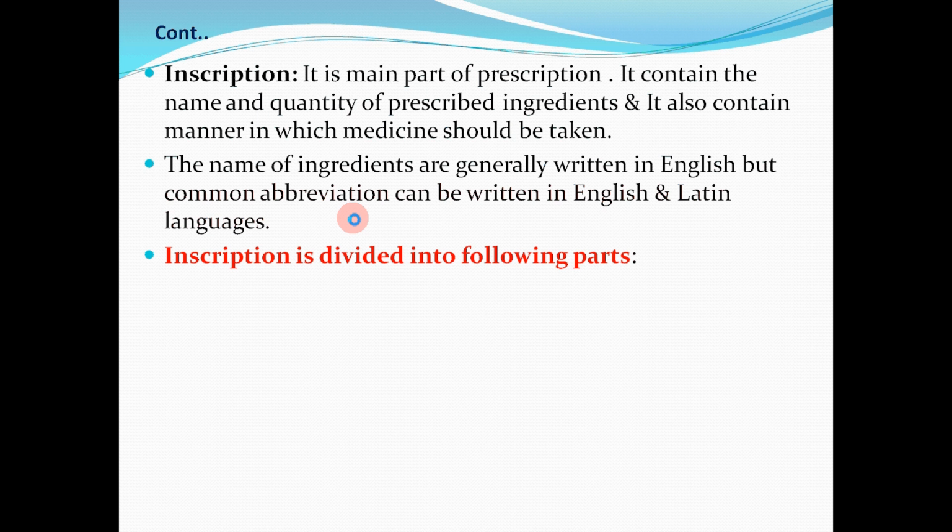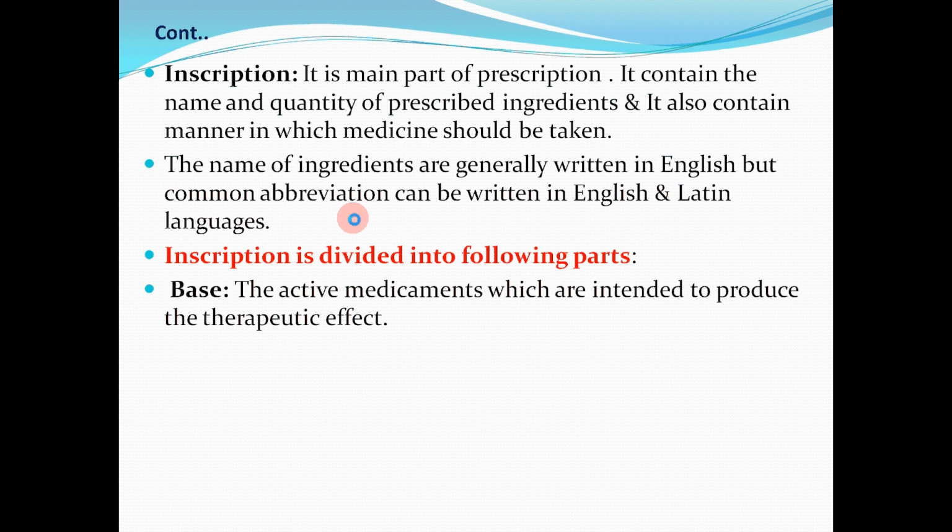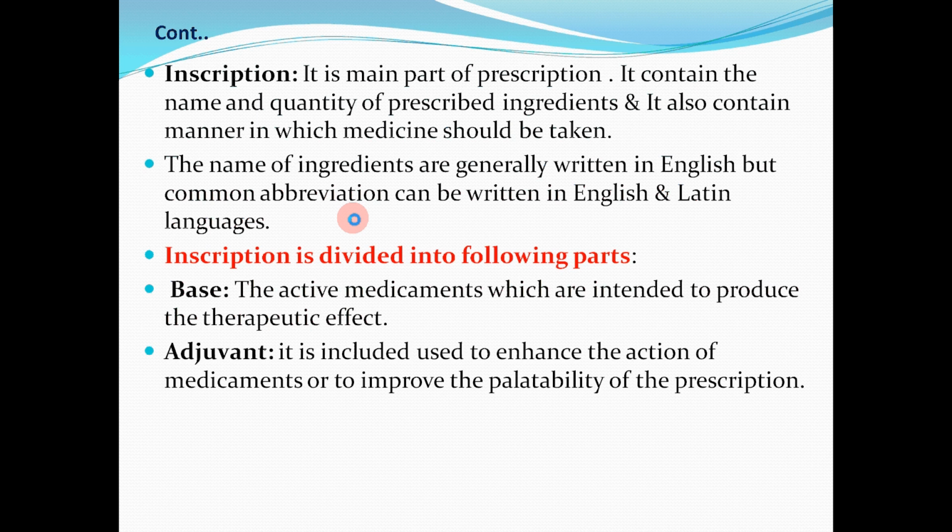The names of the ingredients are generally written in English, but common abbreviations can be written in English and Latin language. So the inscription is again divided into the following parts. First part, the base. Base is an active medicament which is intended to produce a therapeutic effect. Base is nothing but the active medicament which is useful for producing the therapeutic effect. Second part, the adjuvant.